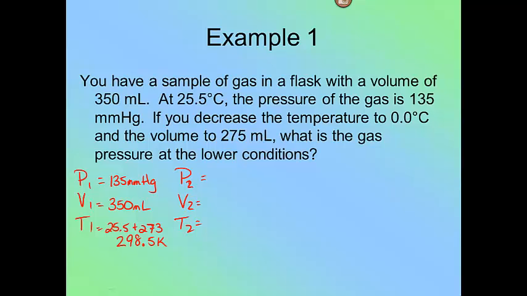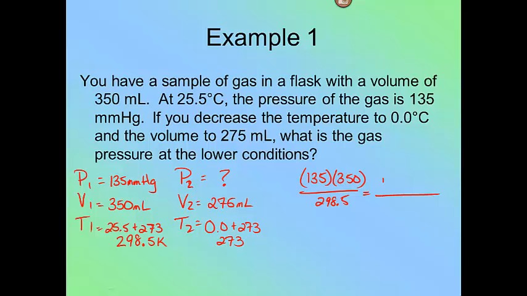So if you decrease the temperature to 0 degrees Celsius, my new temperature is going to be 0.0 plus 273, which will give me 273. And the volume to 275, what is the gas pressure at the lower conditions? So I'm going to solve for P2. So now I'm going to plug in what I know into my formula. 135 times 350 divided by 298.5 is equal to P2 times 275 divided by 273.